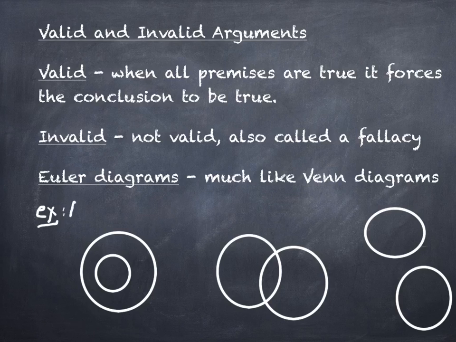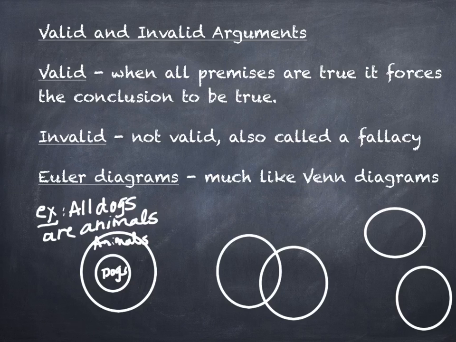Example on the first one, all dogs are animals. So the inside circle would be dogs, and the outside circle would be animals. Clearly, there are other things within the animal circle, some potentially overlapping with dogs, depending on how you describe dogs, some potentially not. But all of the dogs, the smaller circle, is inside the bigger circle for animals. Look good? All right. Second one would be something like this.